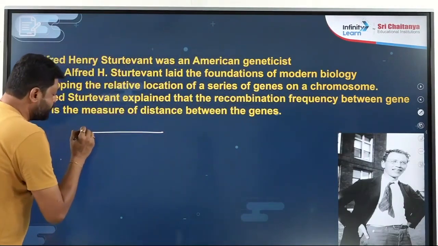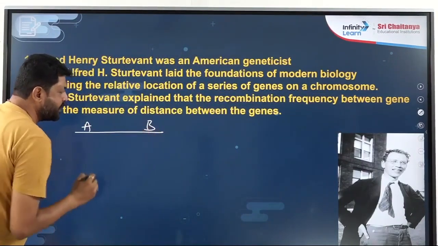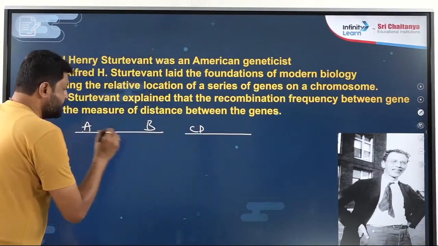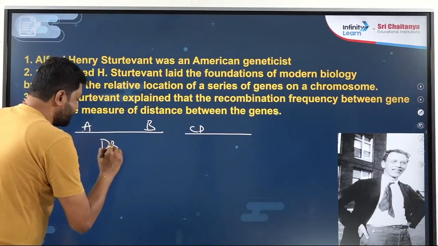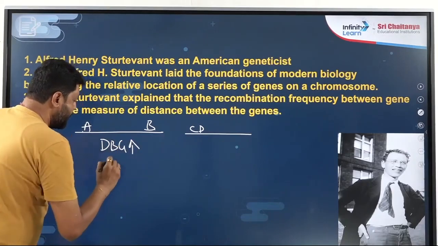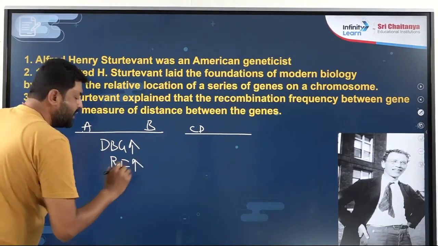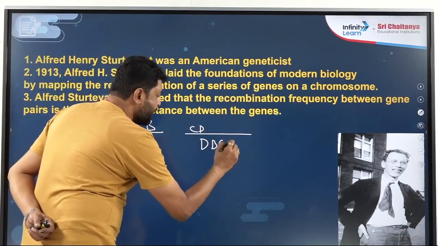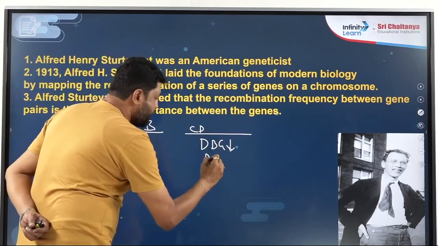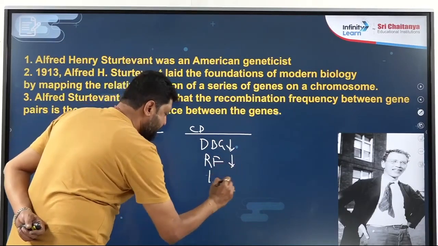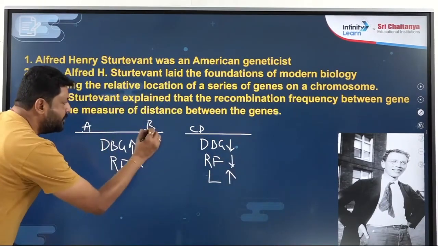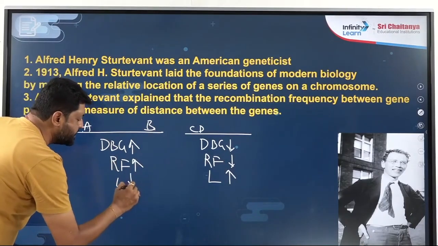Consider the distance between two genes A and B on one chromosome, and C and D on another chromosome. If the distance between two genes is more, then recombination frequency will be more. If the distance between two genes is less, recombination frequency will be less, and then linkage is more. If the genes are distantly located, then linkage is less.